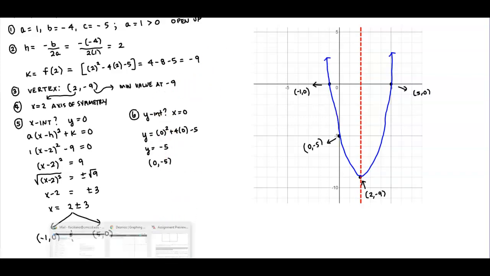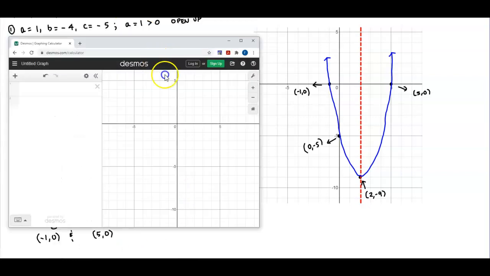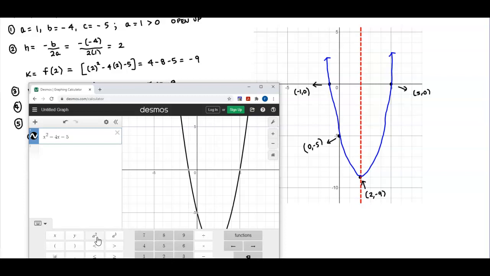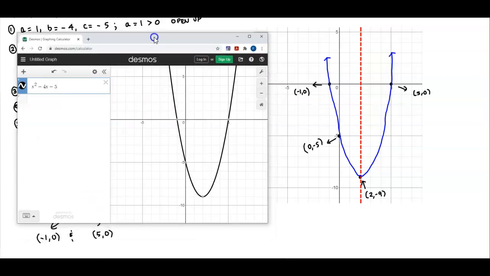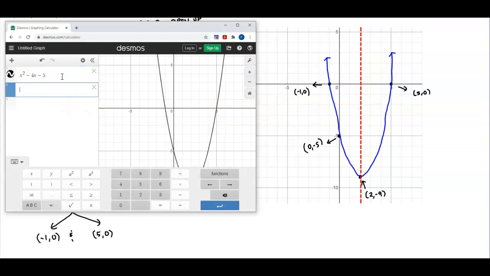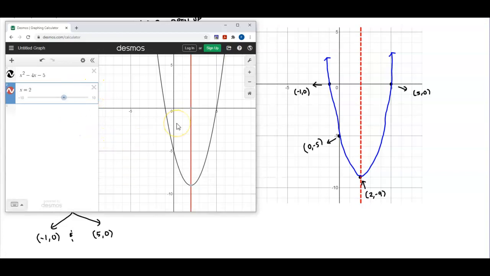verify this on Desmos. Okay, so we know that the function is x squared minus 4x, and that's minus 5. So let's just verify our points. We know that the vertex is at 2, -9. We have a y-intercept at 0, -5. We also have an x-intercept at -1, 0. Another one at 5, 0. And then we also know that the axis of symmetry is x is equal to 2. And therefore there is our parabola.